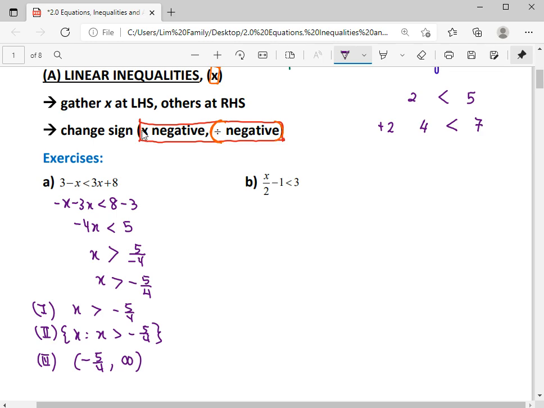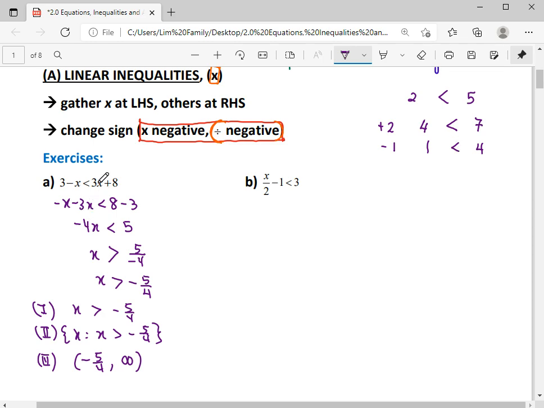So if I minus something, let's say I minus 1. For 2 minus 1, we will get 1. For 5 minus 1, we will get 4. So it will still hold the same inequality. Okay, so when we plus something and we minus something, it doesn't change the status of the inequality.